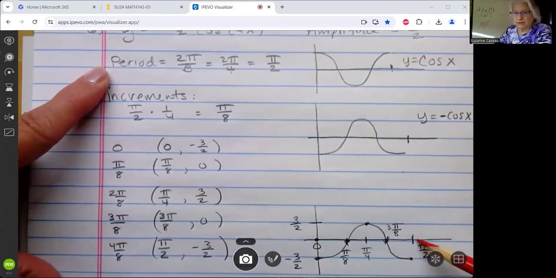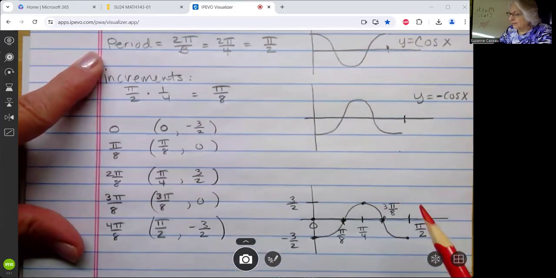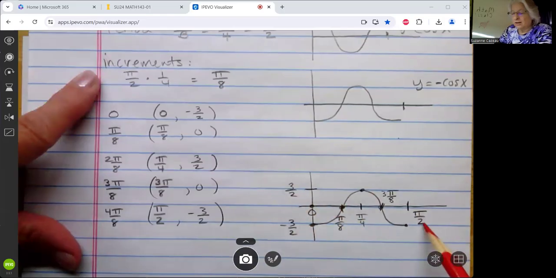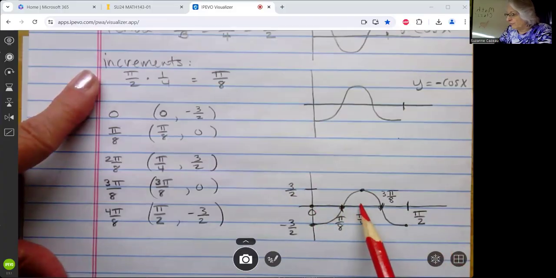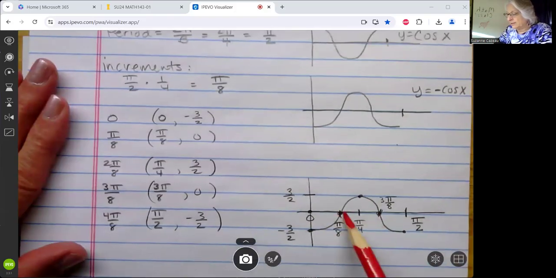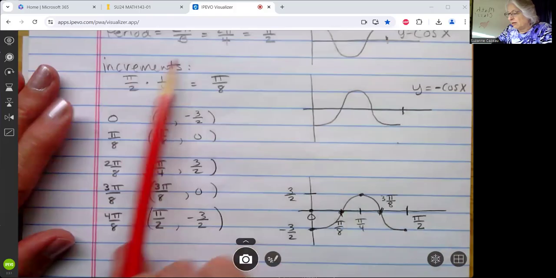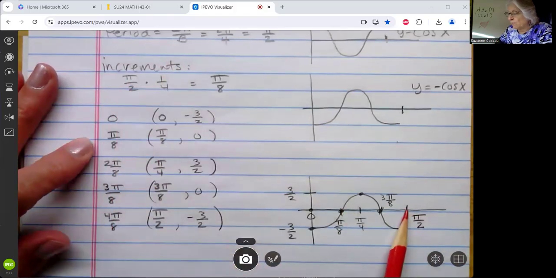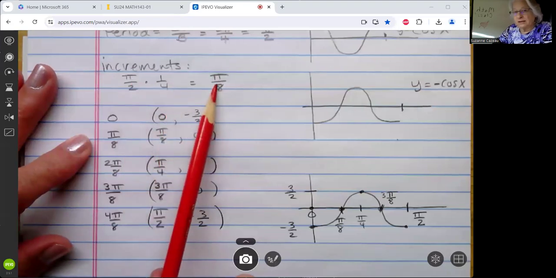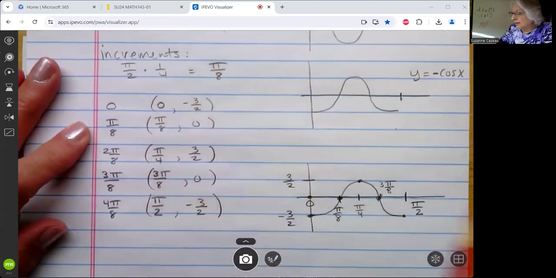So this is me filling it in now. The increments, so I'm drawing my wiggle. I know I've got 3/2 and -3/2. I put my pi over 2 here. And now I know that these are 4 equally spaced partitions or increments. So we've got this increment. The increments, you can go pi over 2 times a fourth or divide it by 4. That's the same thing, and get pi over 8. So that means that each of these are worth pi over 8.